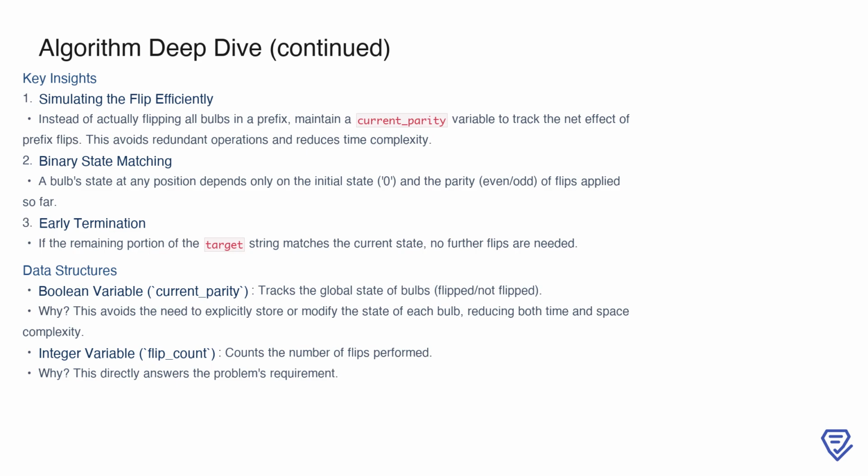Additionally, if the remaining portion of the target string already matches the current state, we can terminate early since no further flips are needed. In terms of data structures, we only need two variables: current_parity, which tracks the global flip state, and flip_count, which directly answers the problem by counting the number of flips performed. These choices reduce both the time and space complexity of the solution.